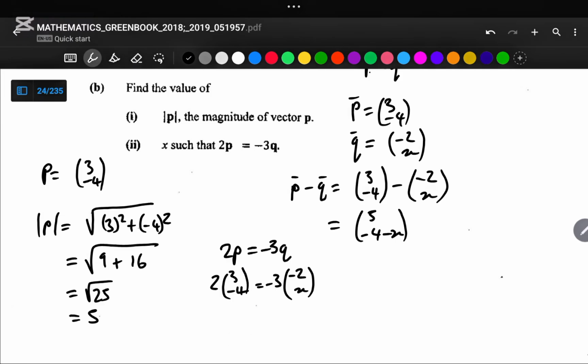So it's 6, -8 being equal to, for -3 and -2, it gives us 6 and -3x. As you can see, these two are equal, so we can equate those that are below. So it is -8 being equal to -3x. So x is equal to 8 over 3. That is the value of x, and we are done.